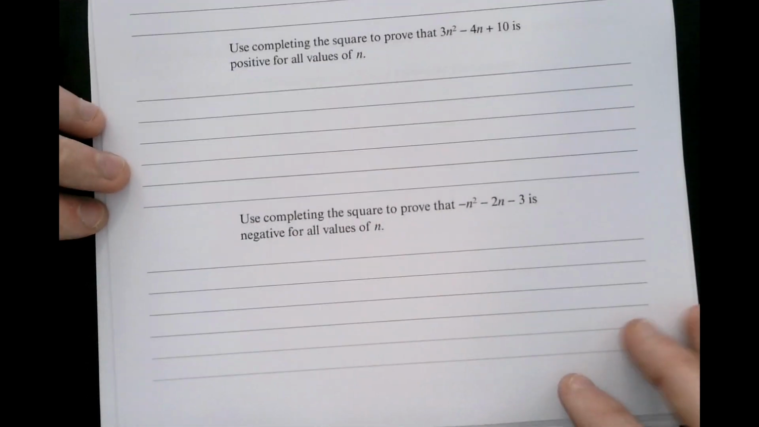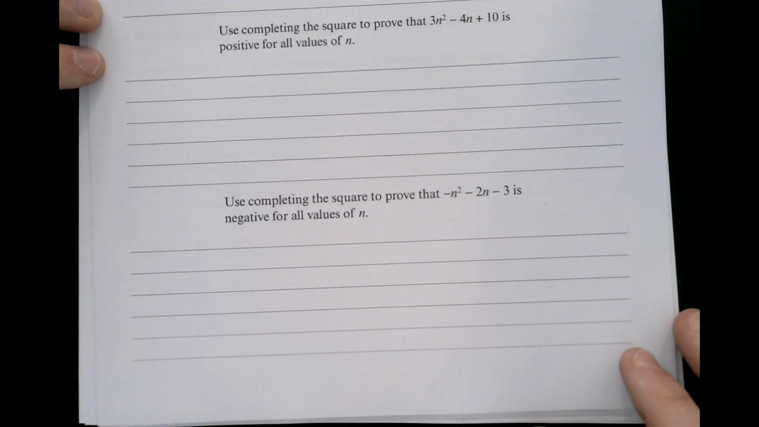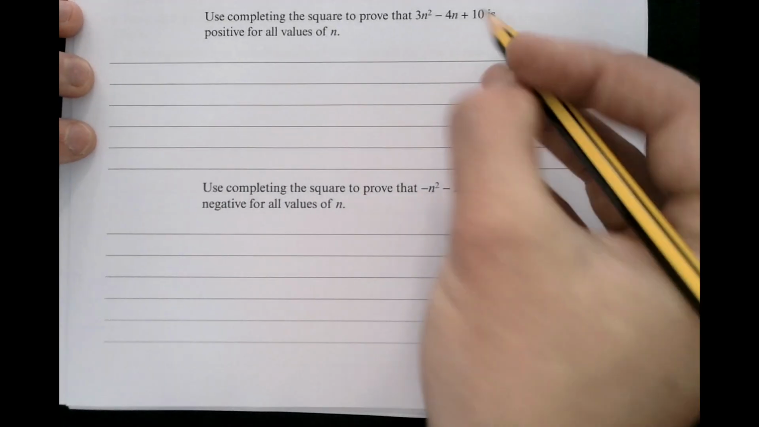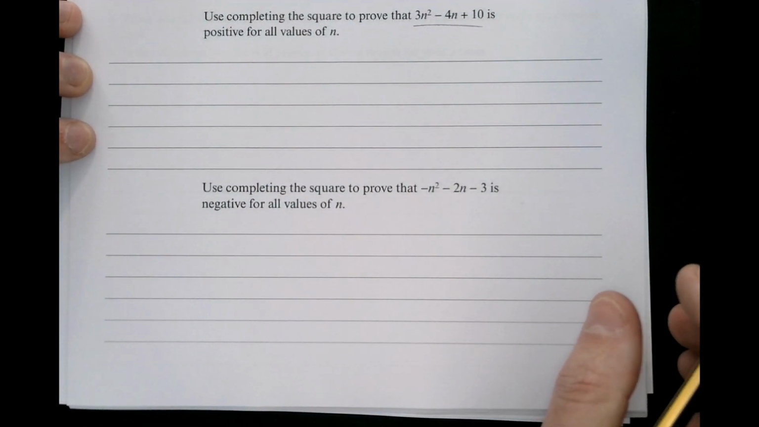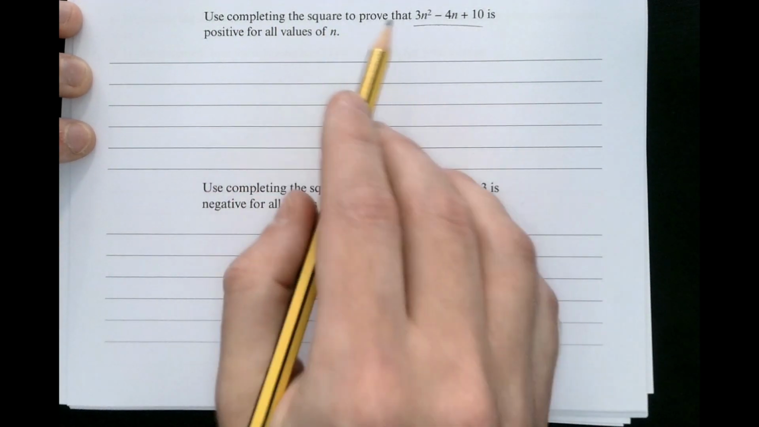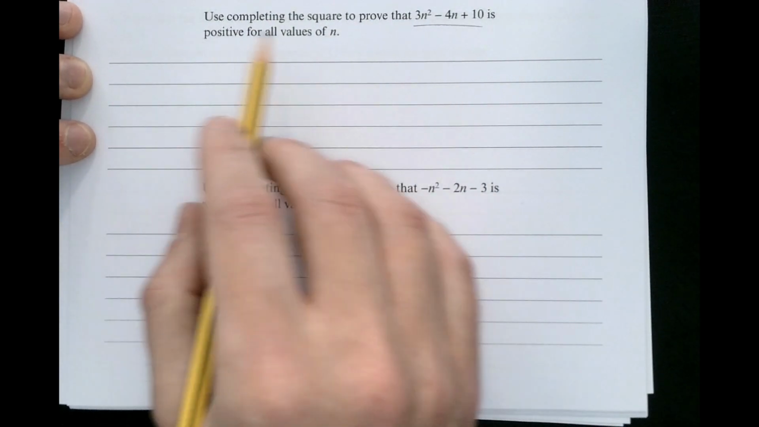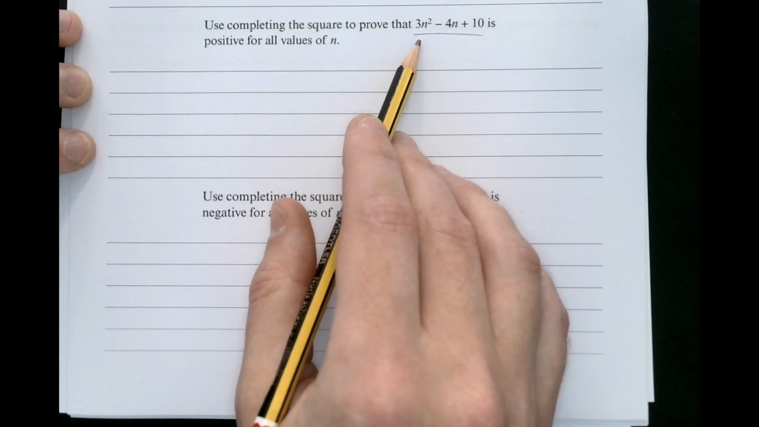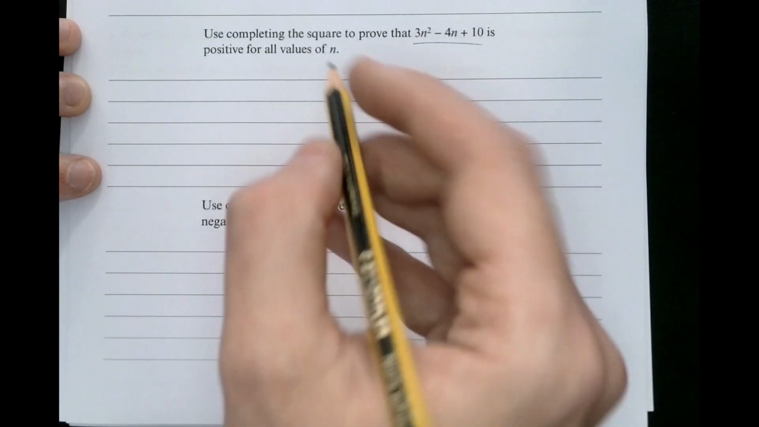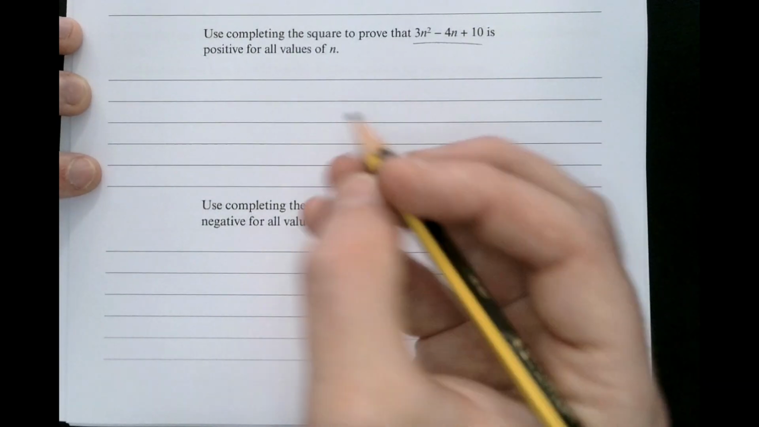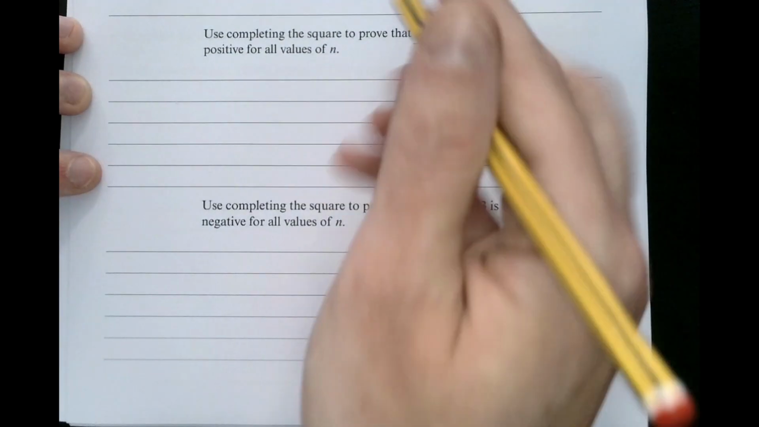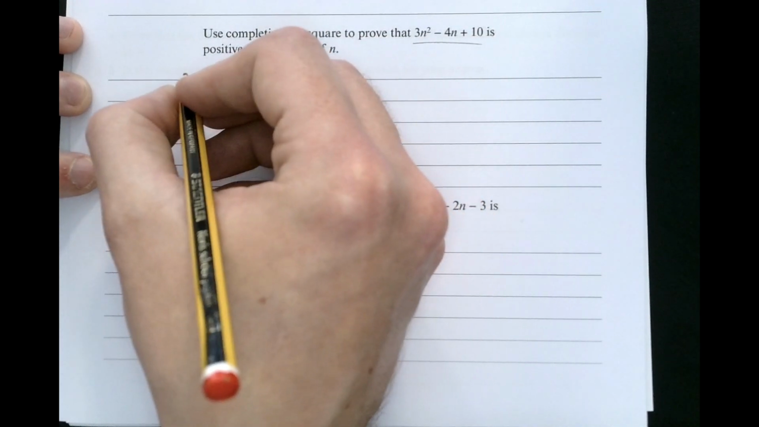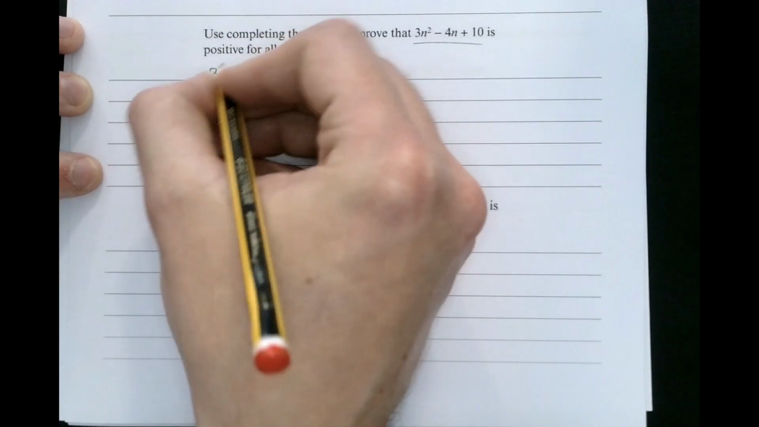Right, moving on to the more difficult proof style questions. This one, prove that, it says to use completing the square, but if you're ever trying to prove that something is positive for all values of n, it's almost always a quadratic. All you've got to do to prove that it's always positive is complete the square, as it tells you in this question, but it might not tell you in an exam question. So complete the square on it.